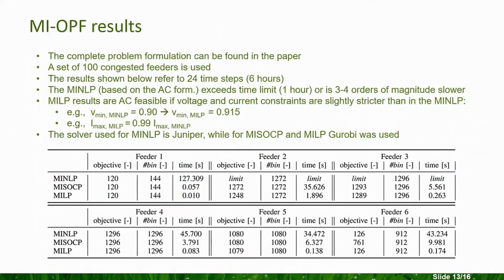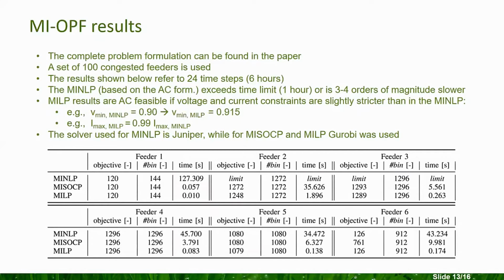I'll finally go through the results for the mixed integer OPF. These results refer to a set of 100 congested feeders. So of the original 500 feeders, a subset of 100 are pushed to congestion so that a demand side management is needed to keep the grid limits in force. The results below refer to 24 time steps, which is 6 hours. Normally the complete problem we are interested in is on 24 hours, but the mixed integer nonlinear problem formulations can't solve such a complex problem.